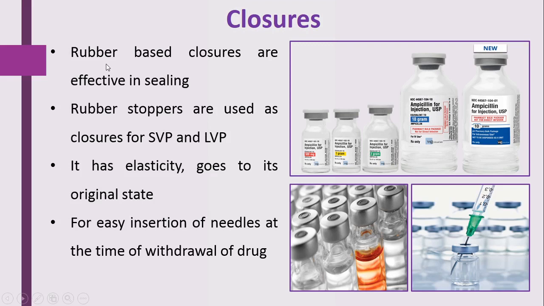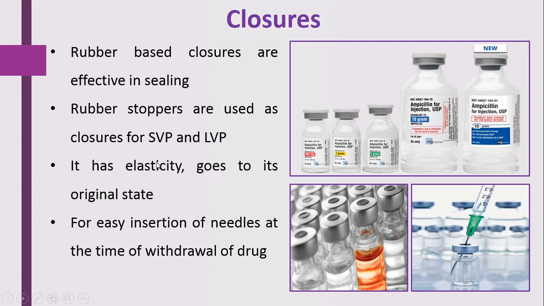Rubber-based closures are effective in sealing parenterals. Rubber stoppers are used as closures for small volume parenterals as well as large volume parenterals. For large volume parenterals stored in glass containers, rubber closures are used because they have an elastic property. If you apply pressure and then release it, the rubber goes back to its original state.